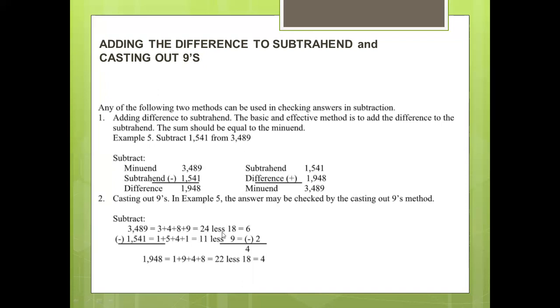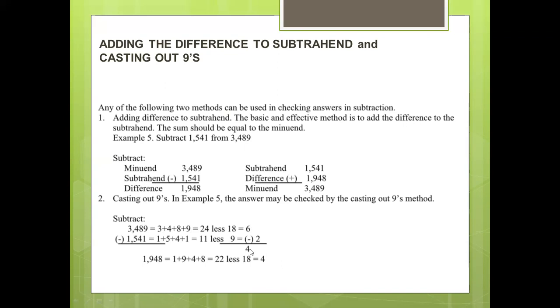So we have 24 less 18 is equal to 6. So we have here another answer from 1,541, which is 11. Now, 11 less 9, or subtract 9 from 11, we will have the remainder, or the difference, of 2. So if we subtract 6 minus 2, our difference would be 4.